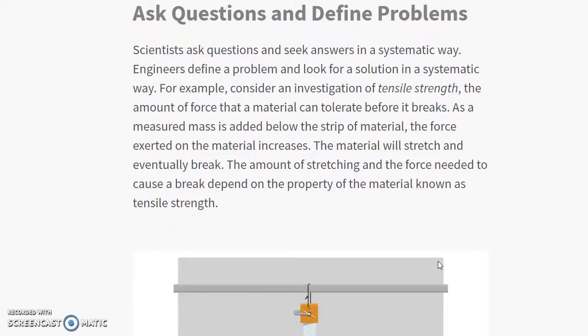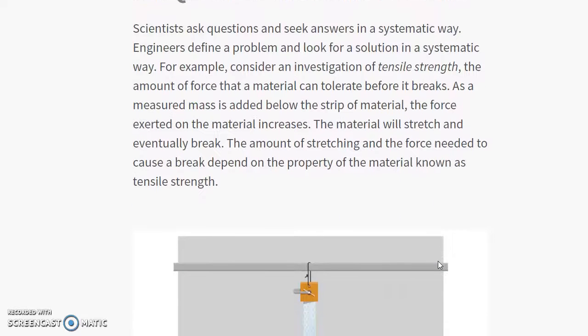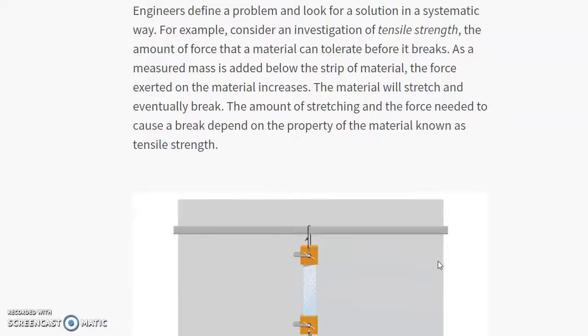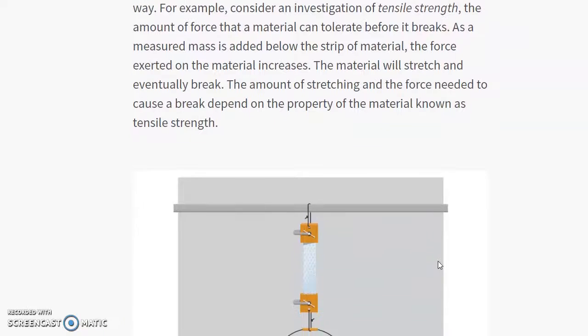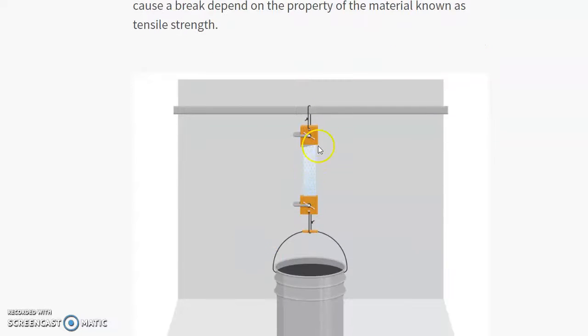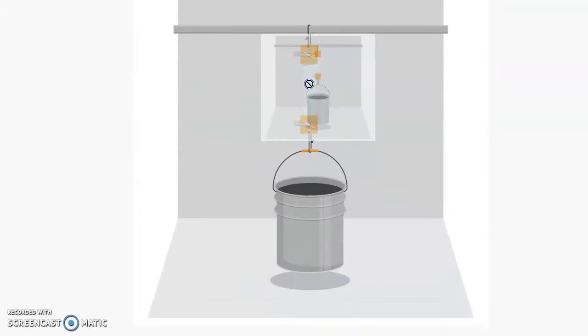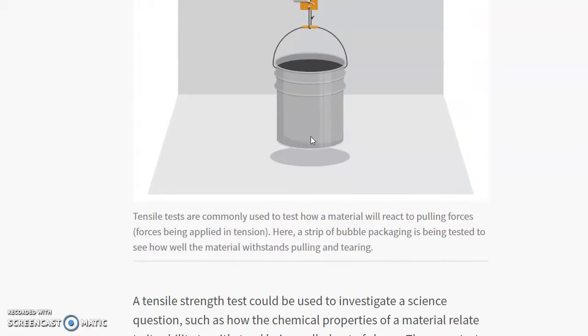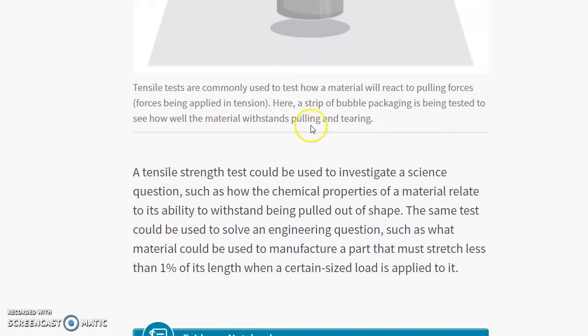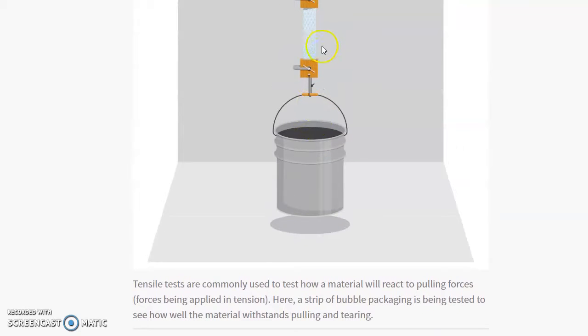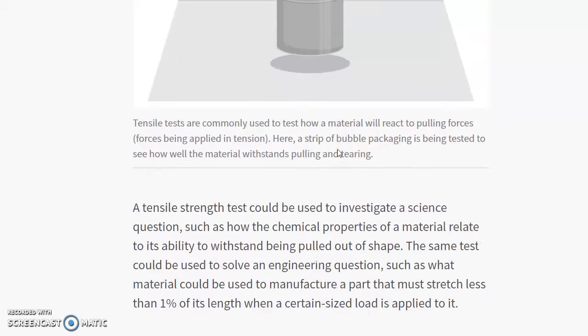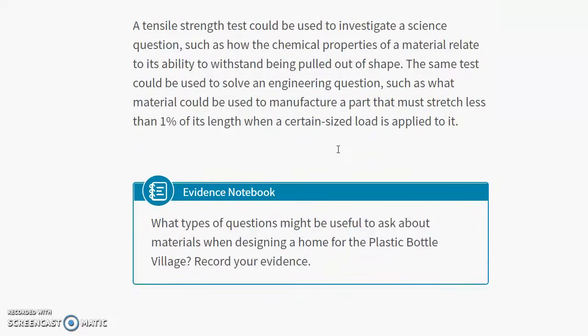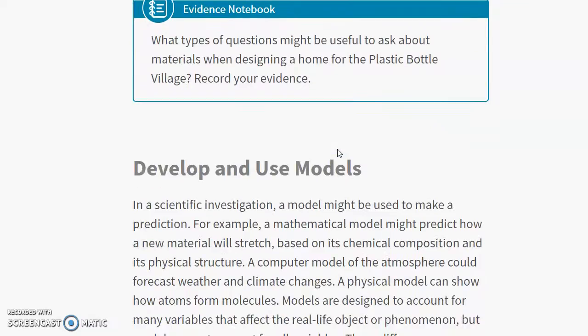How to ask questions and define problems. Engineers are always defining a problem because they're looking for a solution. This is talking about strength and how much you can hang something before it breaks. So if you want this to be something that someone uses, how much can they hang onto it before it will break? This is bubble packaging. So how much bubble packaging can be stretched before it will break?